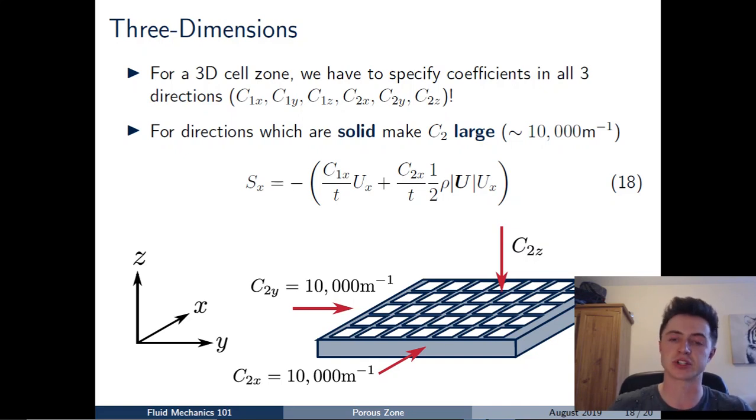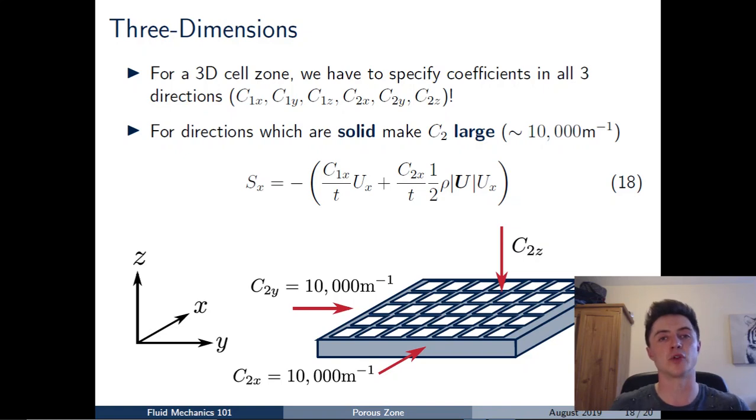And so what we would do for these directions is set the coefficient C2 as a very large parameter, say 5,000 or 10,000 per meter, which tends to give stable results. And what that will do physically, if we think about it, is the source term S will be a very large negative number. So that means we have a very large momentum sink in our flow field.